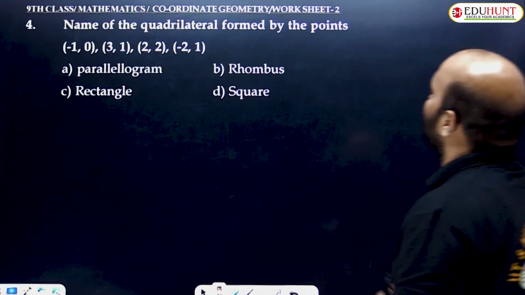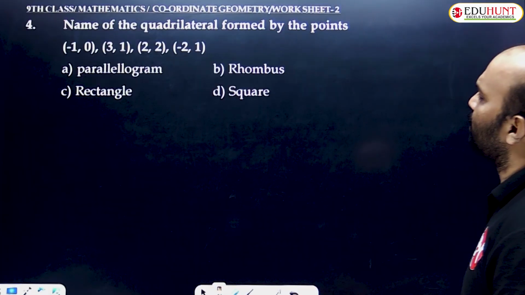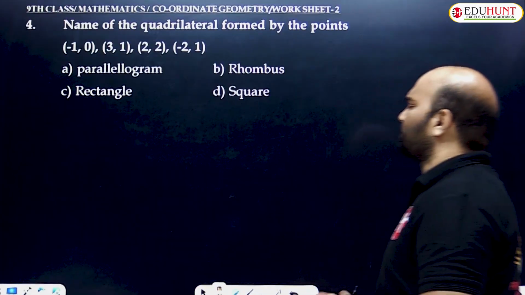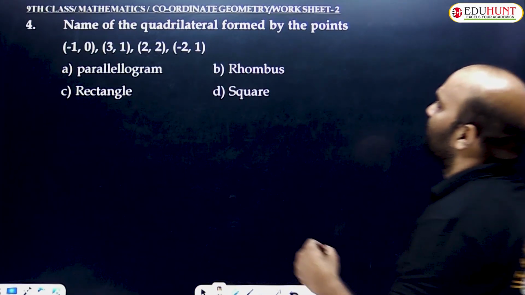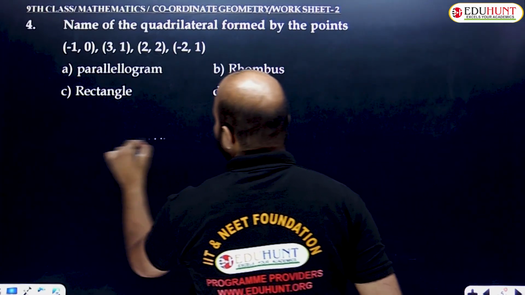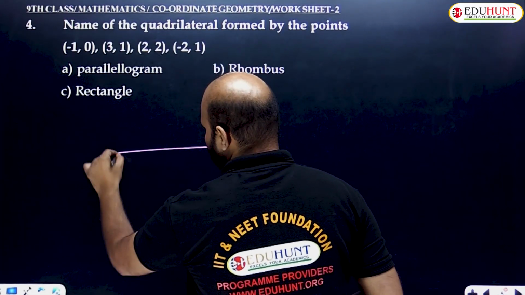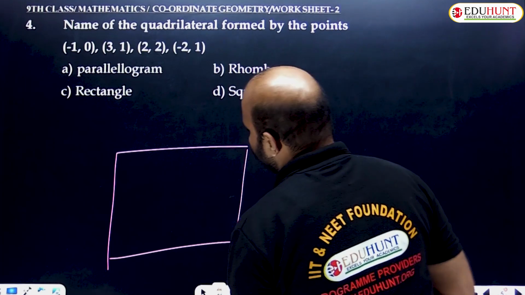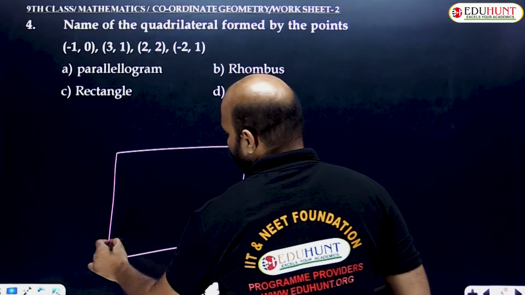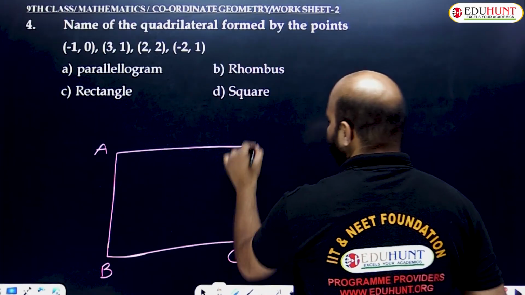Name of the quadrilateral formed by the points -1, 0, 3, 1, 2, 2, and -2, 1. First option parallelogram, second option rhombus, third option rectangle, fourth option square. Here, a quadrilateral is a plane figure enclosed by 4 sides. So namely, I have taken A, B, C, D.